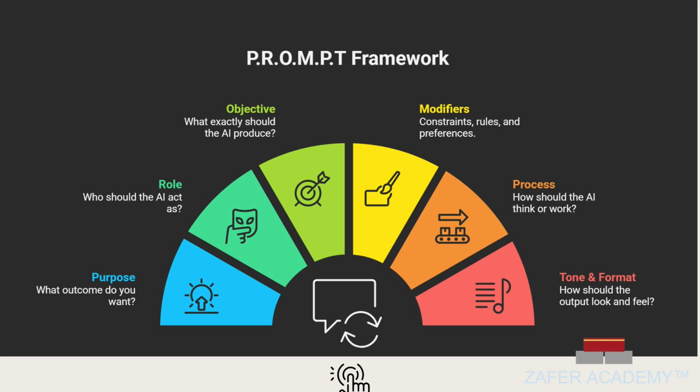We have M, modifiers. Modifiers are the constraints, the rules, and the preferences. What are the constraints AI should consider? What are the rules and the preferences you like? For example, you're prompting AI to give you a list of things, maybe a list of meals, for you to prepare. You need to be able to state your preference, state the kind of cuisine you like, state your constraints, right? We have process. How should AI think or work?